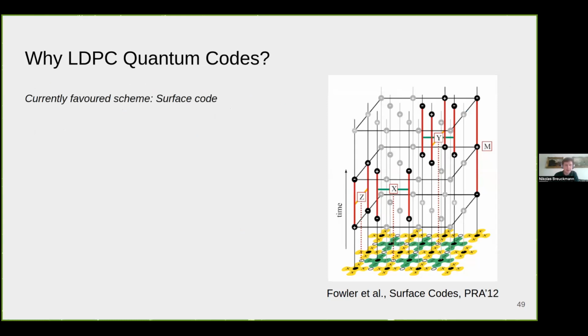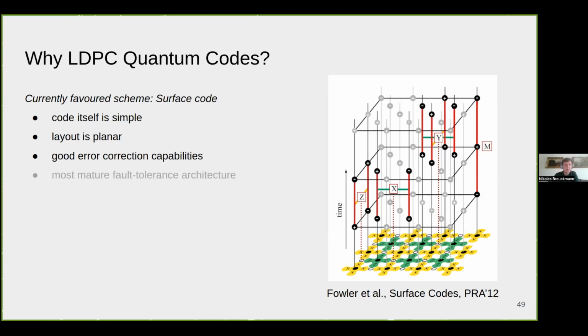So for that, I should say that currently the favorite scheme is the so-called surface code, which is just like a planar grid layout of qubits with local checks. The reason that this is the favorite scheme is because the code itself is simple. The layout is planar, which is nice for certain hardware architectures, and has very good error correction capabilities. And therefore, it's the most mature fault tolerance architecture.